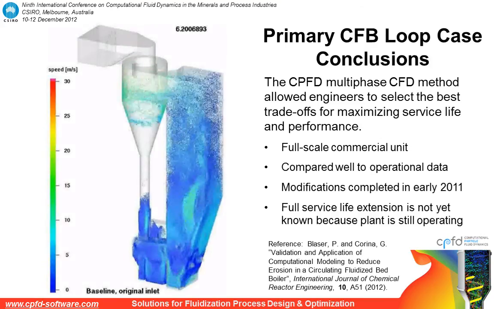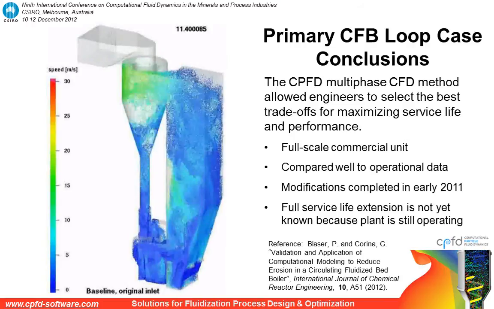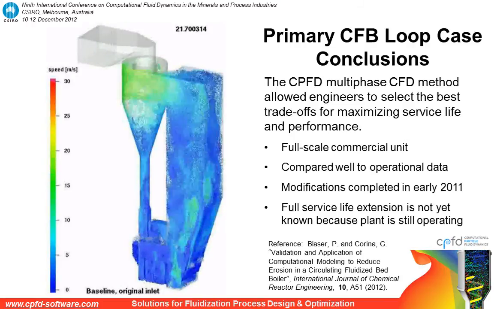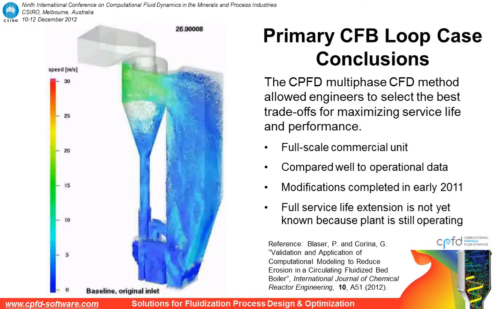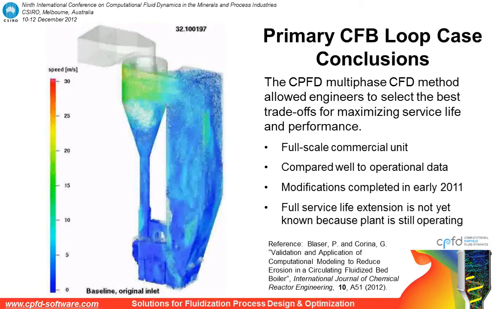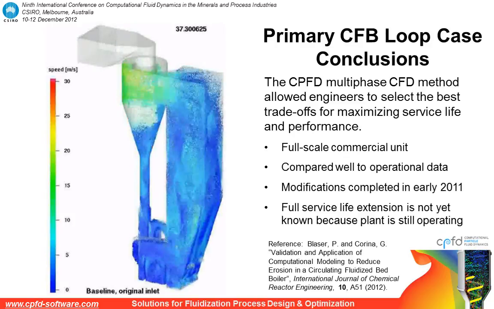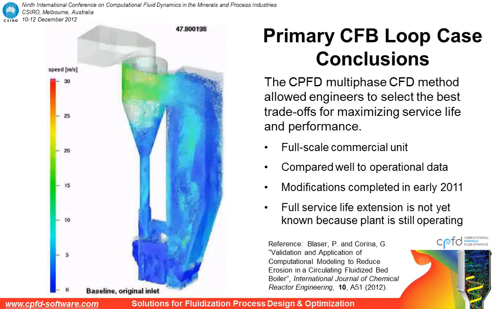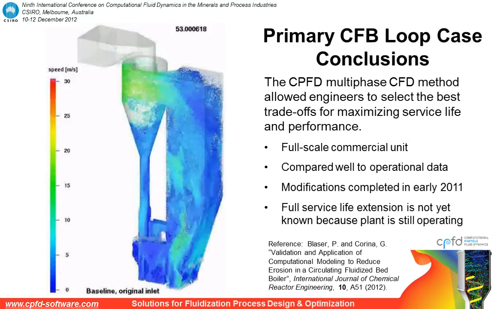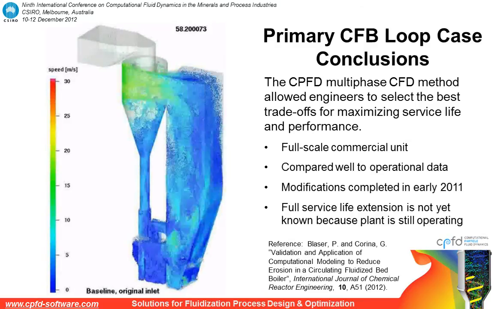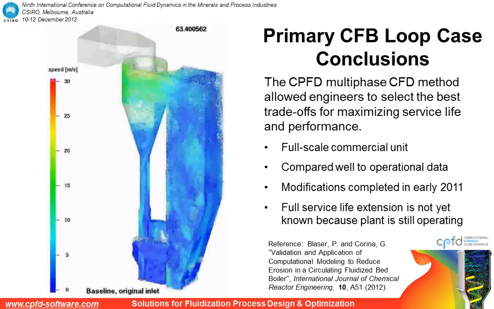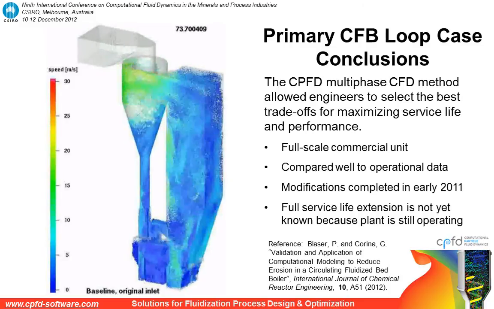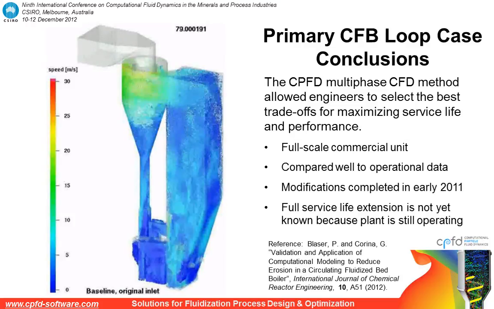So in conclusion on the primary CFD loop case, the CPFD multi-phase CFD method allowed engineers to select the best trade-offs for maximizing service life and performance. This was a full-scale commercial unit. The results of the CFD compared well with the operational data. The modifications to the plant were completed in early 2011, but the full service life extension is not yet known because the plant is still operating.